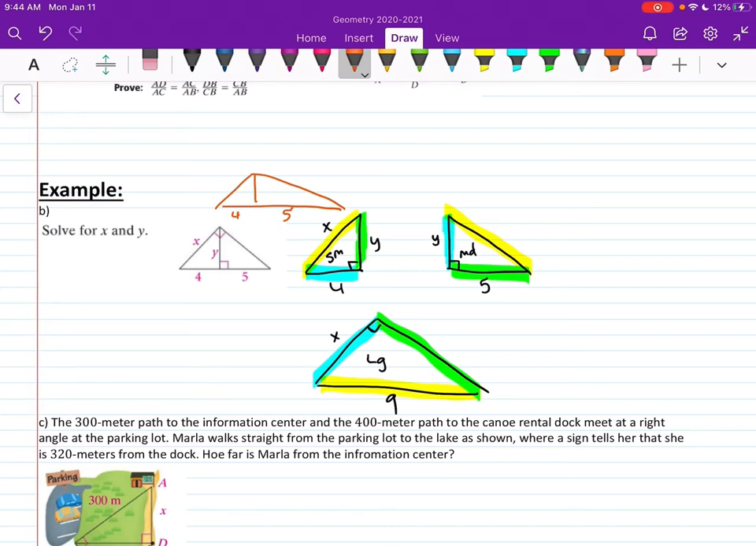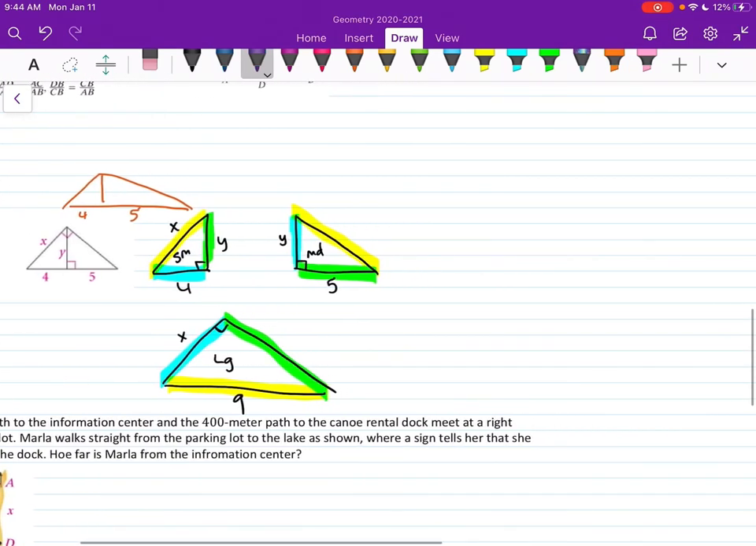Okay, so now we're solving for x and y. I'm going to look at this small triangle because this small triangle has both x and y in it. My medium triangle has only y, and my large triangle has only x. So I'm going to compare my small triangle and my medium triangle to find y. Okay, so let's find y.